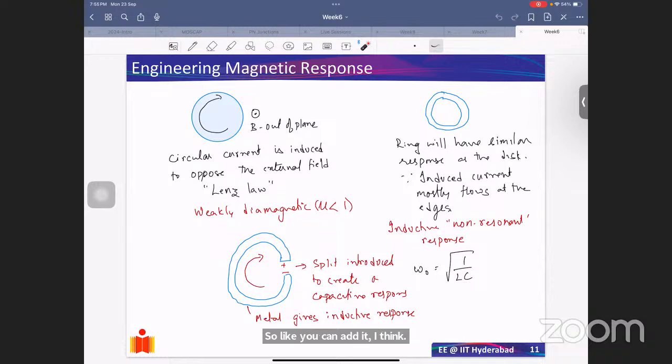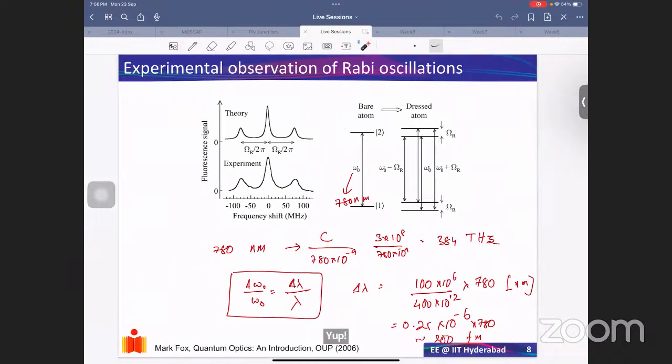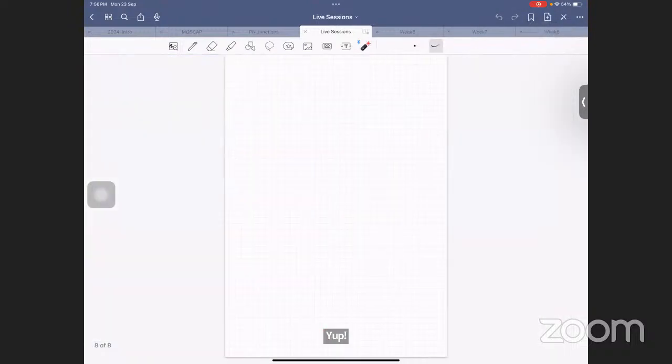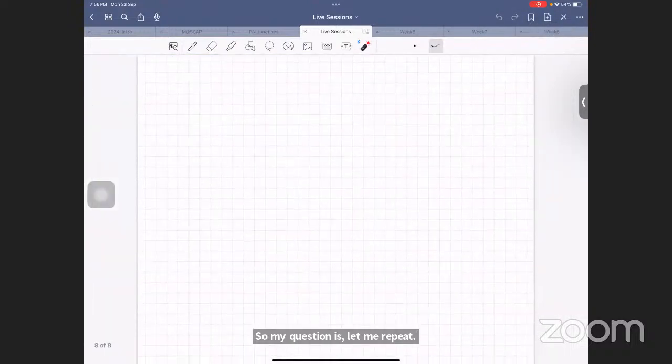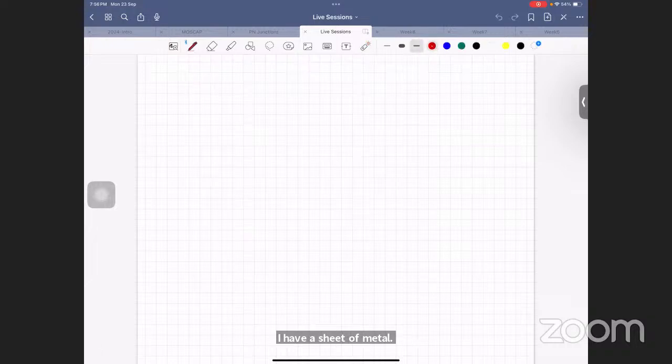So Rajkumar, I think Jinal has broadly covered it. Just to phrase again what she said, I'm repeating in some sense. If you take a pure metal, just a metal sheet, what will be its mu and what will be its epsilon? Any guesses? Let me repeat my question. I have a sheet of metal, a bulk sheet of metal.